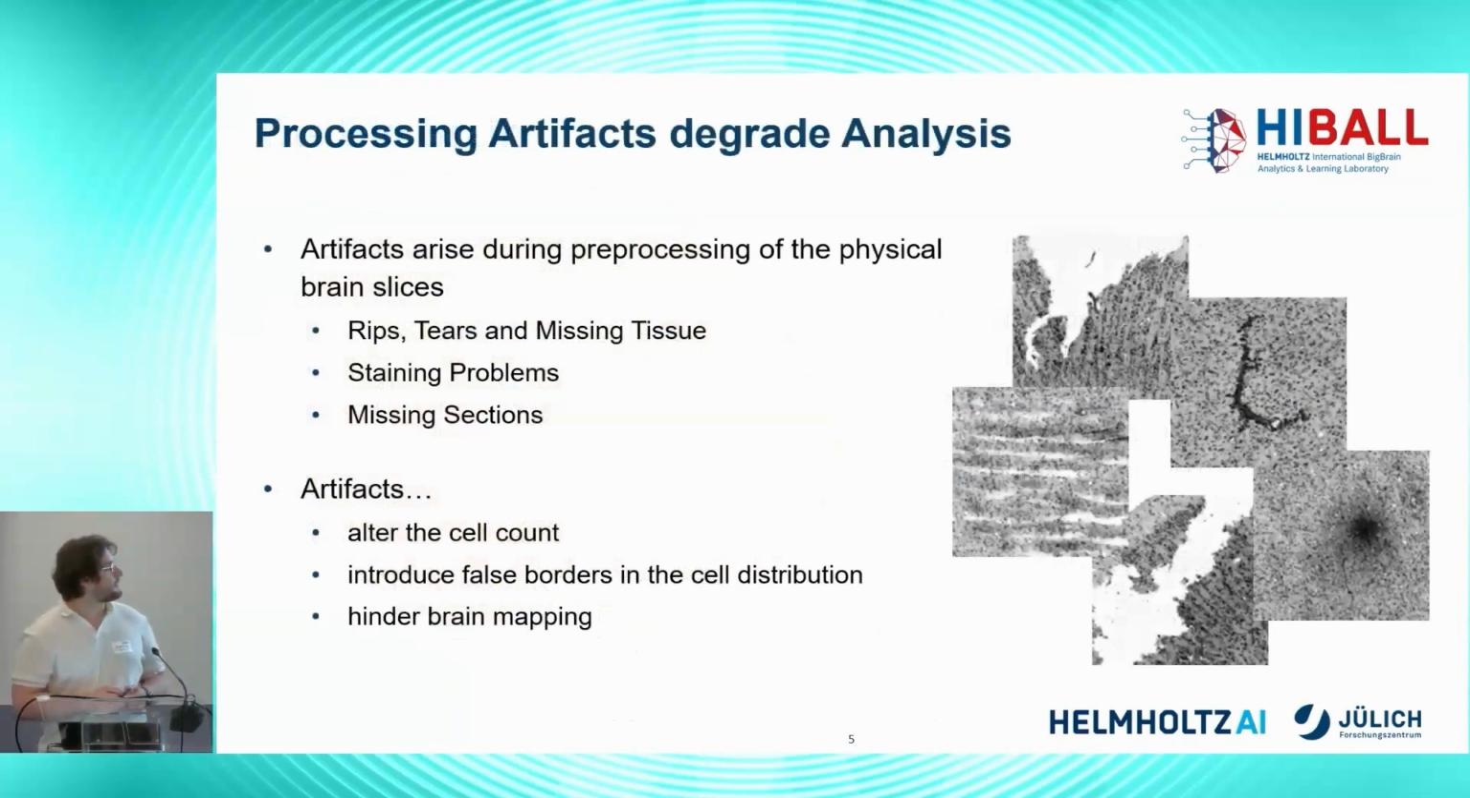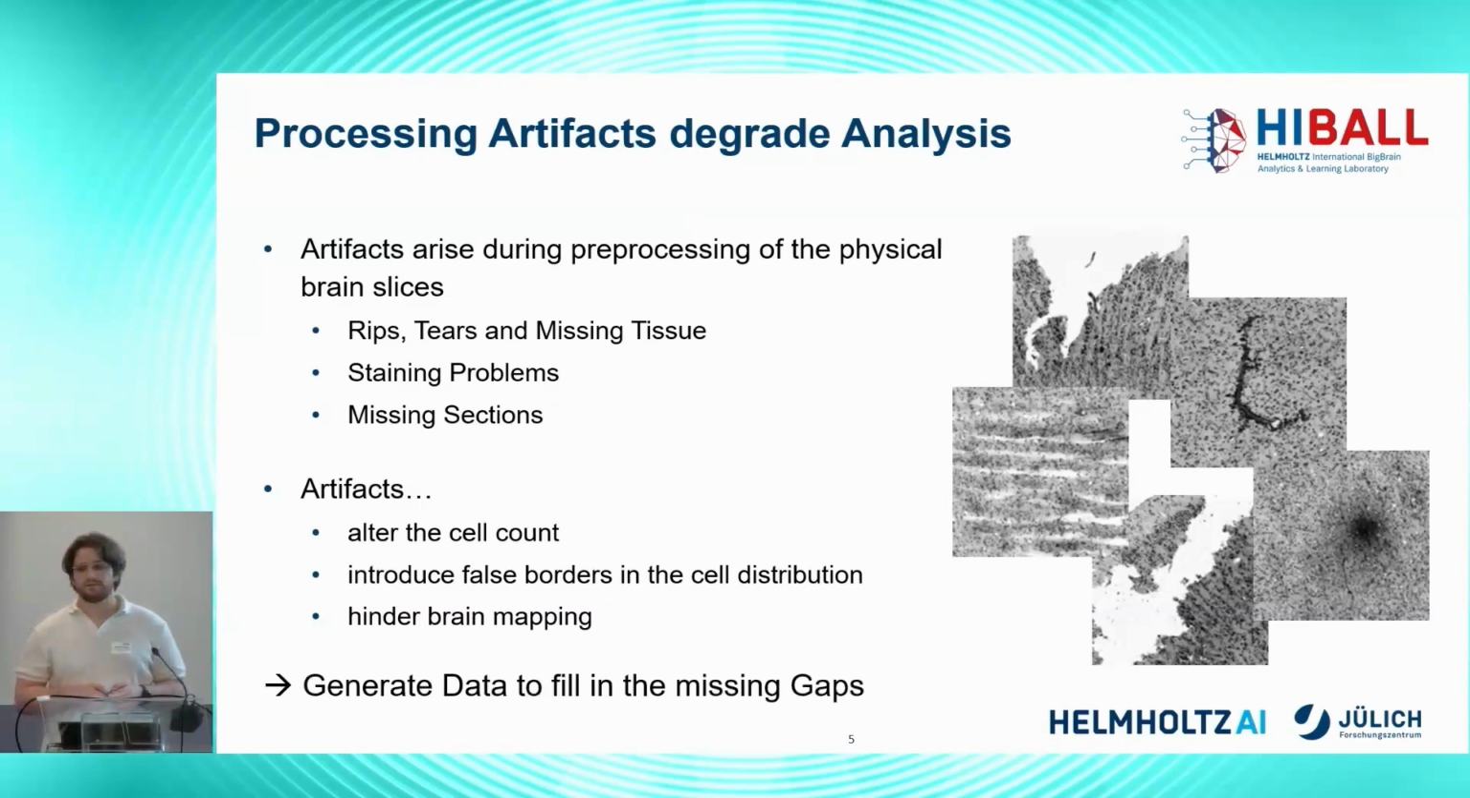What are these artifacts? Artifacts, or especially in this case, processing artifacts, may arise during the pre-processing of the data, so at cutting, staining level. Sadly, these can't be really prevented because the process is too delicate. And as you can imagine, when you see the images on the right, these artifacts can alter the cell count, they introduce maybe false borders in the cell distribution, and so on. So they, in general, hinder analysis. So we want to generate some data to fill in these missing gaps that we have here.